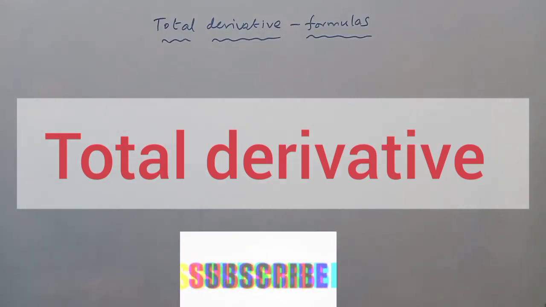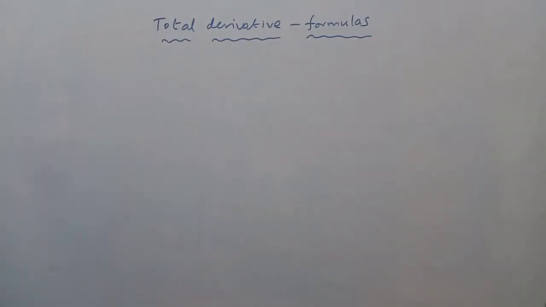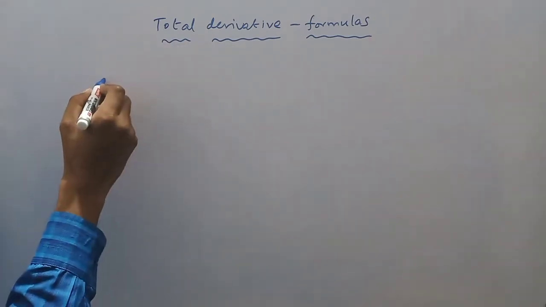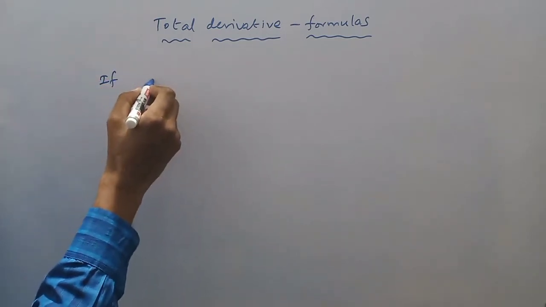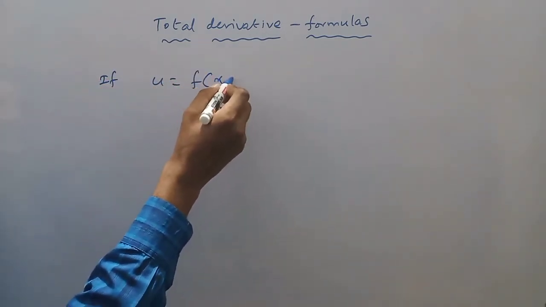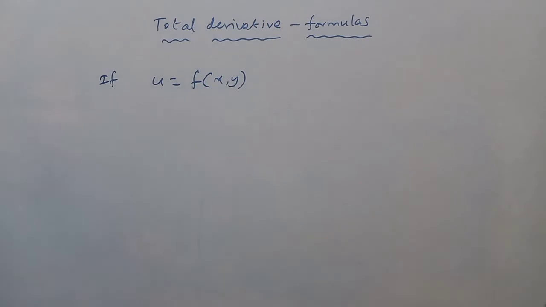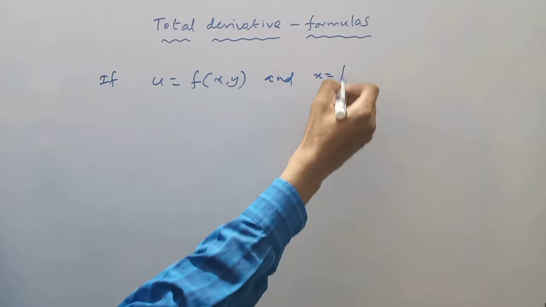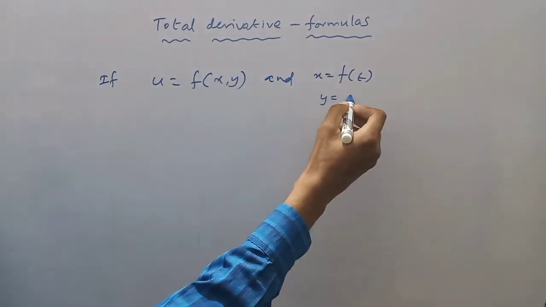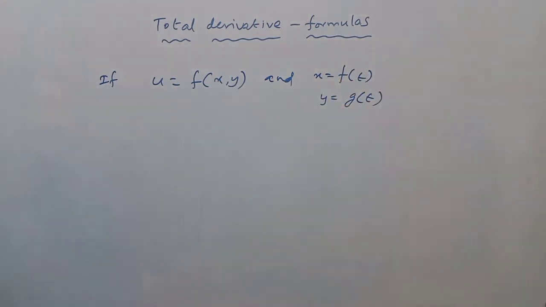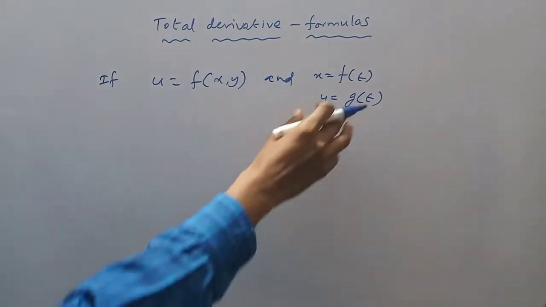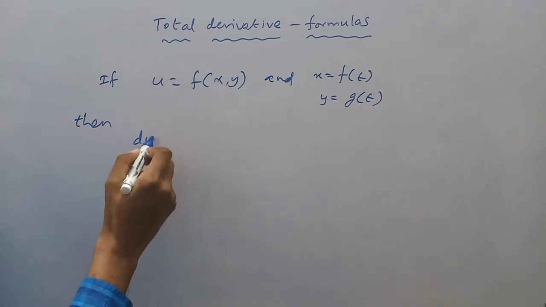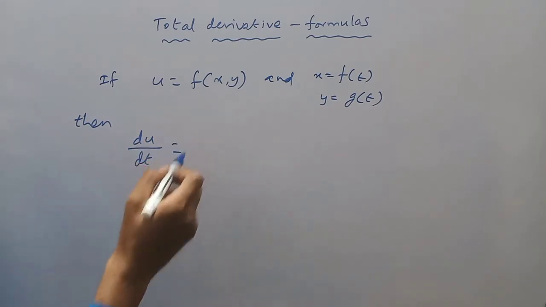Total derivative formulas in total differentiation. First formula: if u is a function of x and y, u equals f of x comma y, and x is a function of t and y is also a function of t, x and y expressed in terms of t, then du by dt is what?